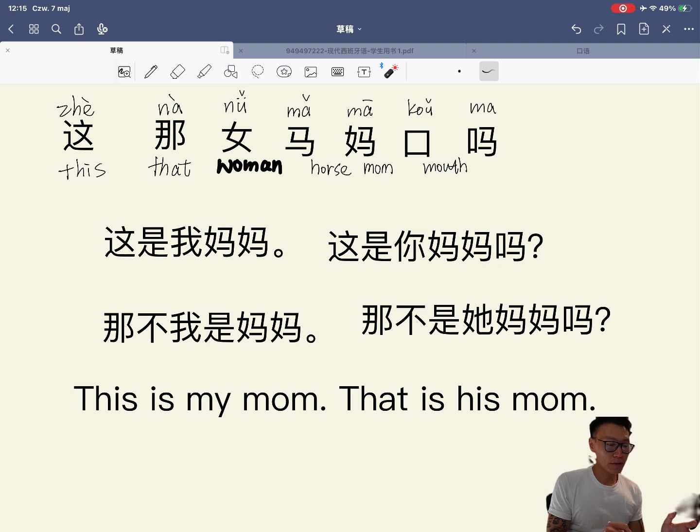Now let's move on to the next one. The first 2 characters are the same. 这是. So this is 你. If you still remember, 你 means you, or in this case, your. So 你妈妈 means your mom. 这是你妈妈. This is your mom. And at the end of the sentence, we have this question character, which is ma. Since we have this ma at the end of the sentence, we know this is a question. So is this your mom?